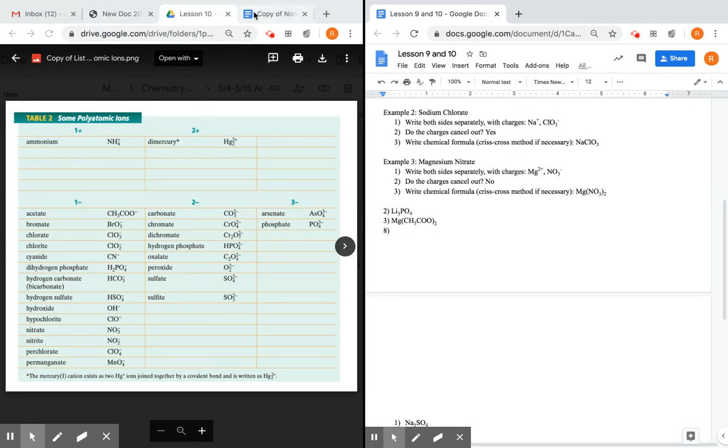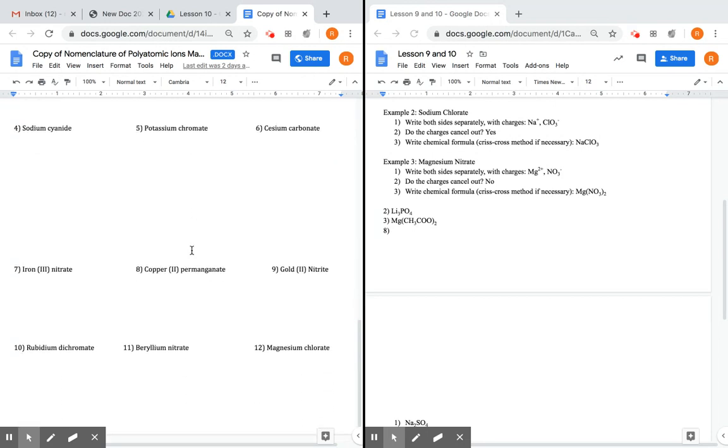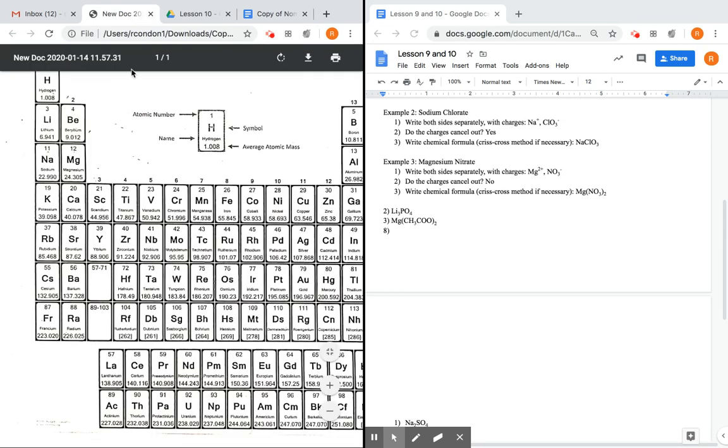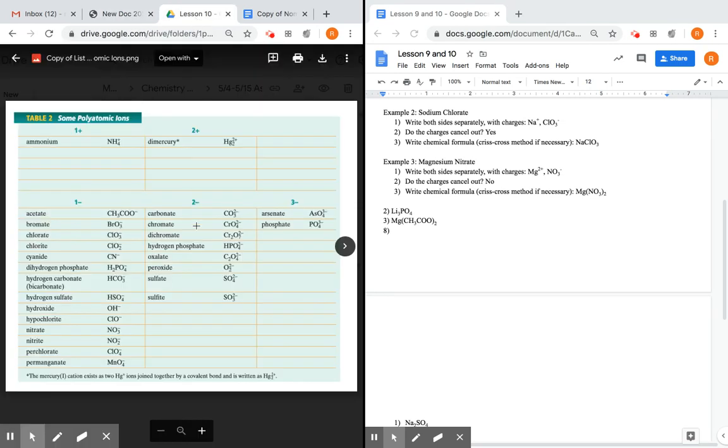So number 8 is going to be copper(II) permanganate. All right, so we know that copper can form multiple types of cations, but in this case, it's going to form a +2 cation because this Roman numeral 2 is saying, hey, this copper is a +2. Then we need to figure out what kind of polyatomic ion permanganate is. So let's go to our polyatomic ions. Permanganate, I see it down here. So this forms a -1 charge.